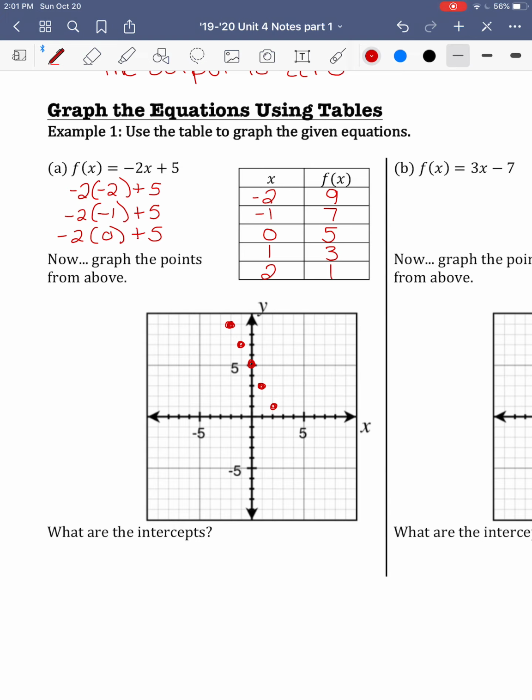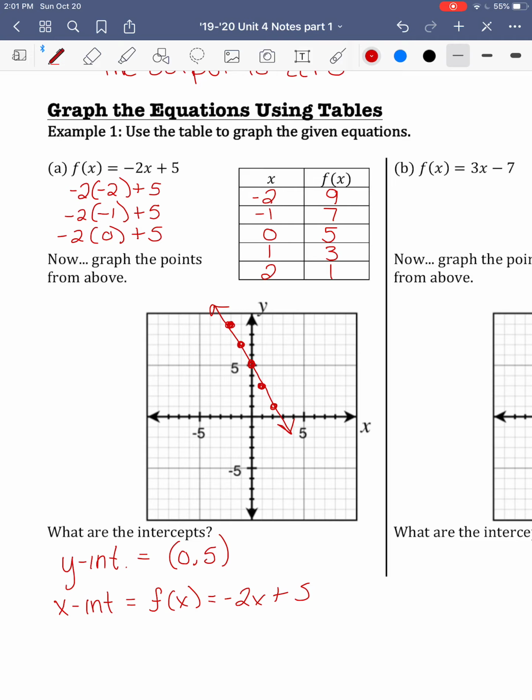Because I know that this is linear, I can go ahead and connect the points. Now for my intercepts, I can clearly identify the y-intercept. I see that it's at the point 0, 5. However, I don't know the precise location of my x-intercept. So in order to find it, I'm going to plug in 0 for my y. And remember, f of x is the same thing as y.